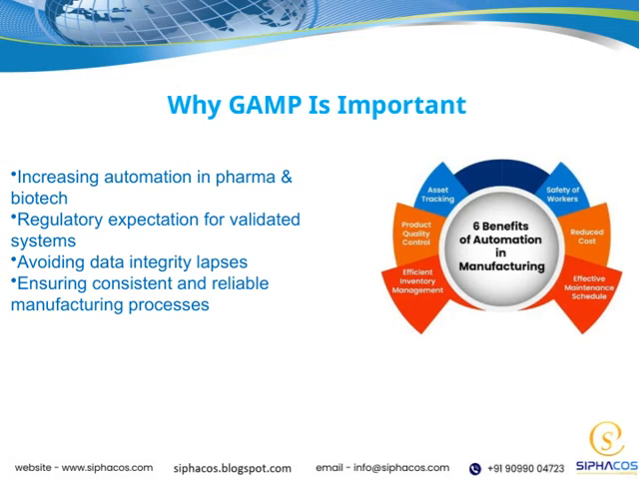Now, let's take a closer look at how increasing automation is transforming the pharma and biotech industries. As these fields evolve, there's a growing expectation from regulators that systems must be validated to ensure they perform reliably and consistently. This is crucial because validated systems help prevent errors and maintain compliance.